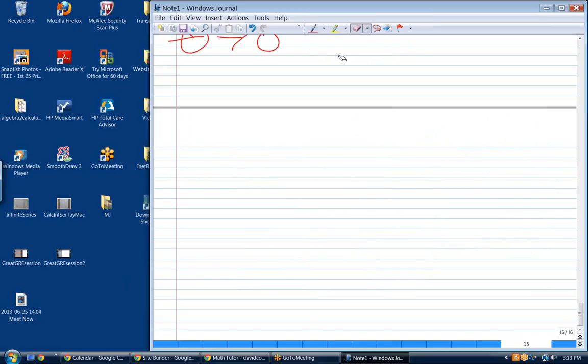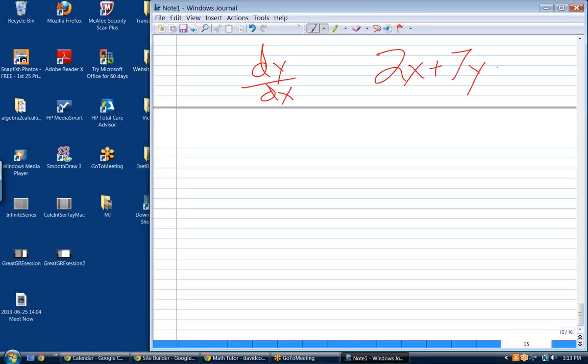Have you done much with trig functions, or pretty much everything with polynomials? A lot of polynomials. Okay. And I guess what I want to work on next would be implicit differentiation. Find dy over dx using implicit differentiation of the equation 2x plus 7y equals xy.